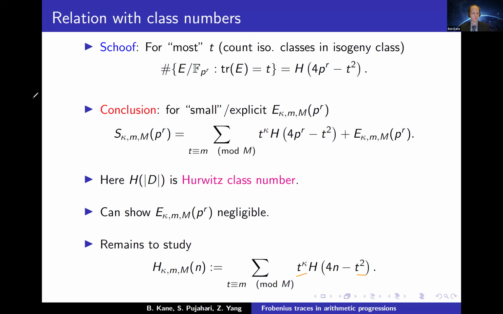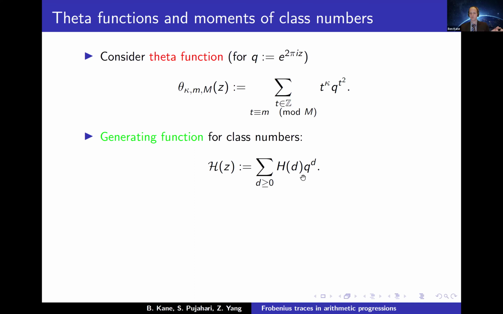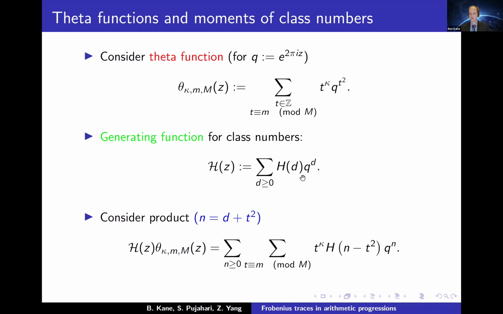And then the generating function for the class numbers is exactly the sum of h of d, q to the d. And when I multiply them together, I get that the coefficient of q to the n is exactly the number that I'm looking at, this sum of Hurwitz class numbers. So the coefficient of q to the n, when n is 4 times the prime power, is exactly what I was looking at on my former last page. So now I've moved the problem to investigating Fourier coefficients of this product.